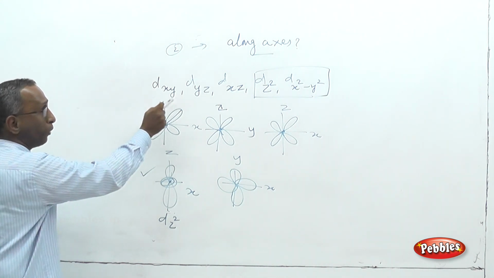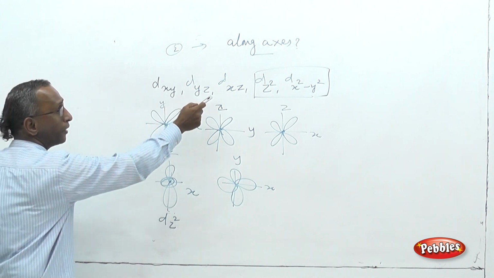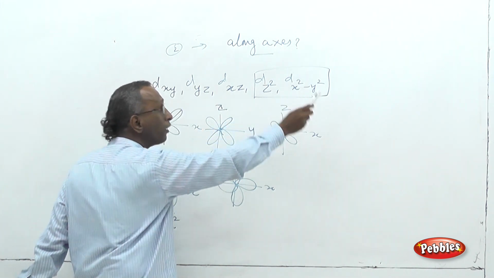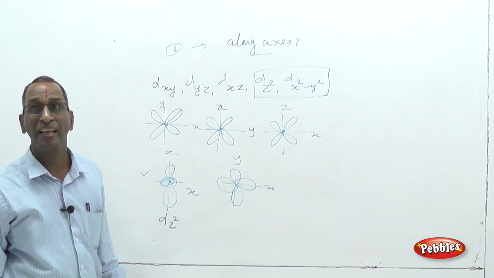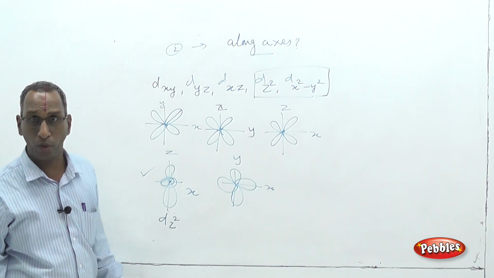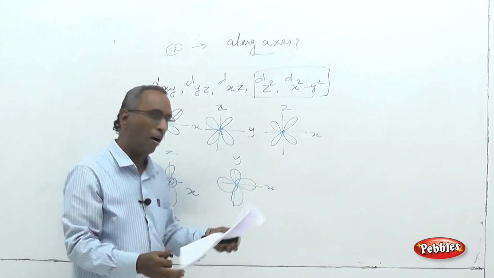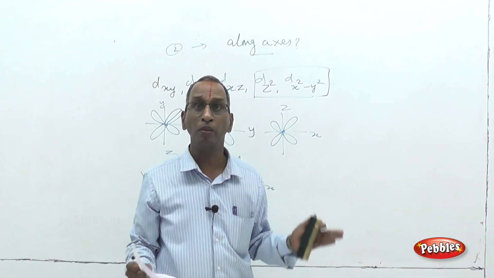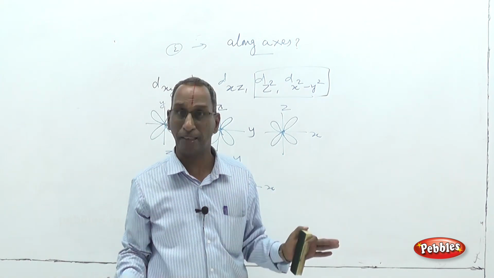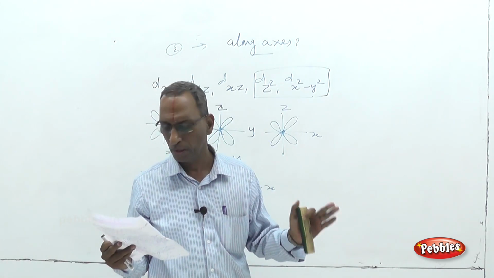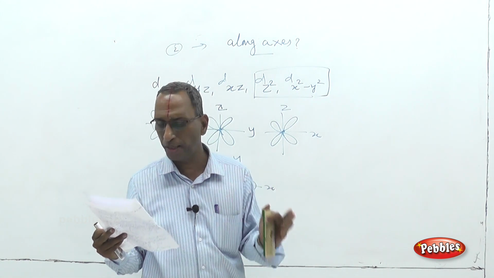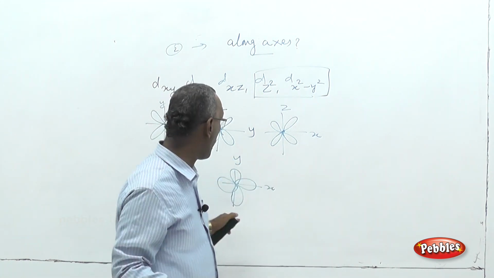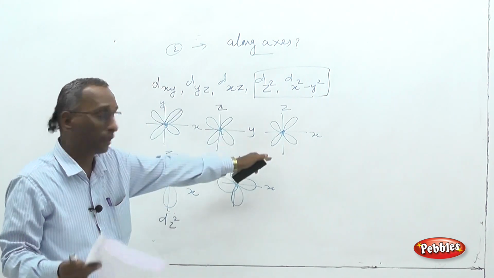it is represented as xy, the product of x and y, and y and z. If they are distributed along the axis, it should be represented as x squared minus y squared. So these two are the orbitals which are positioned along the axis. Out of the 5 orbitals, the first choice reads as dz squared and xz. dz squared is correct, xz is not correct.